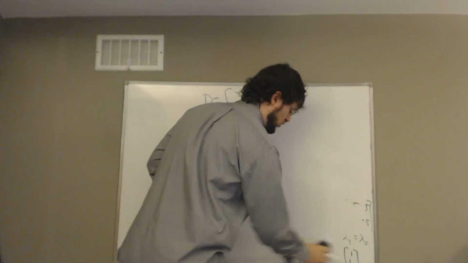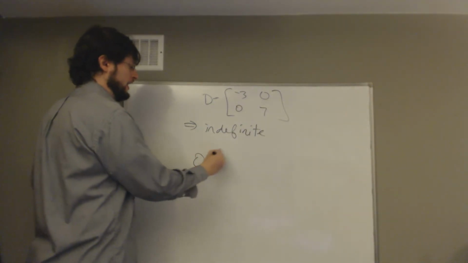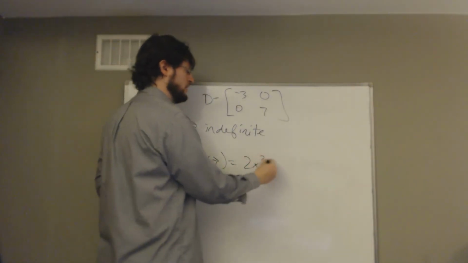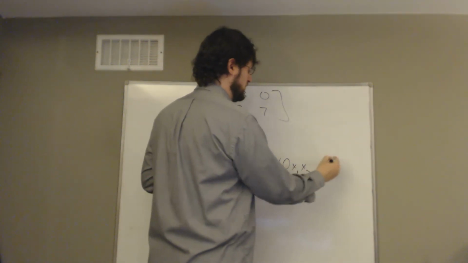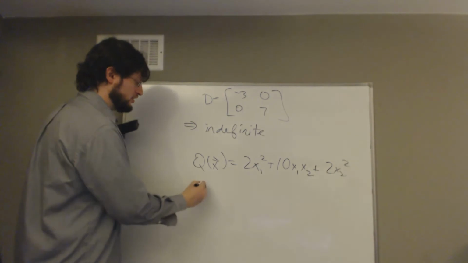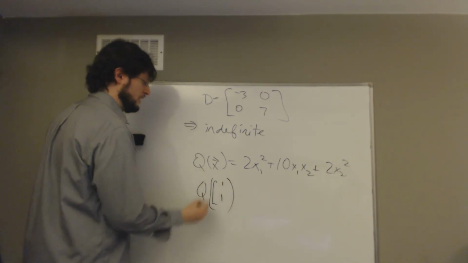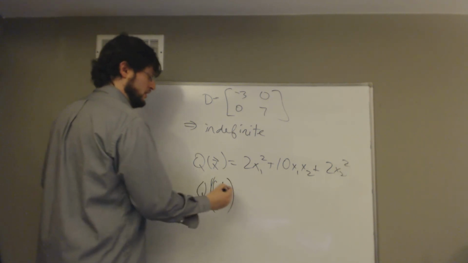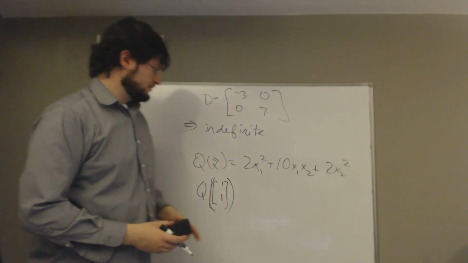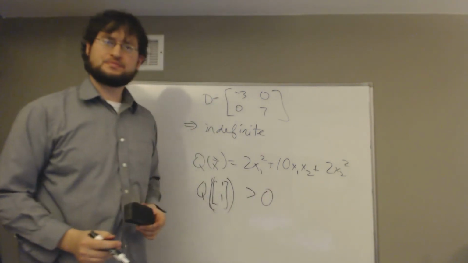And again, we can go back to the original form and verify. So we had 2x1 squared, 10x1 x2 plus 2x2 squared. So in particular, suppose that I put in 1, 1. What am I going to get? Everything is positive. So this is bigger than 0.